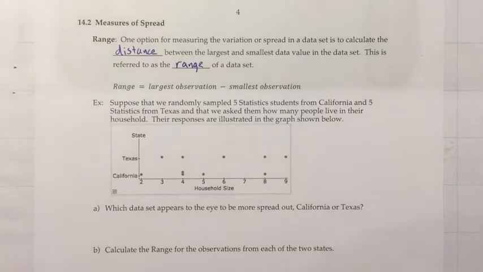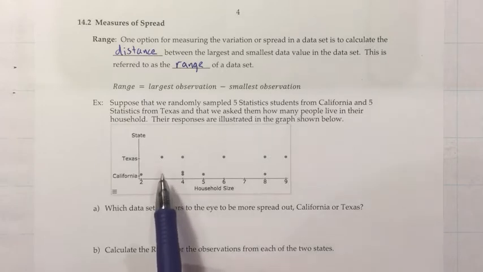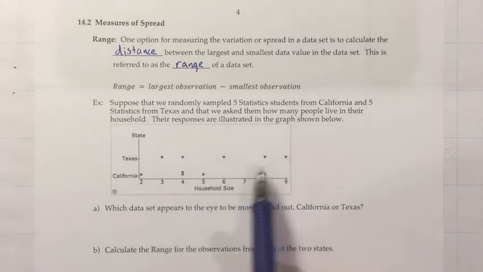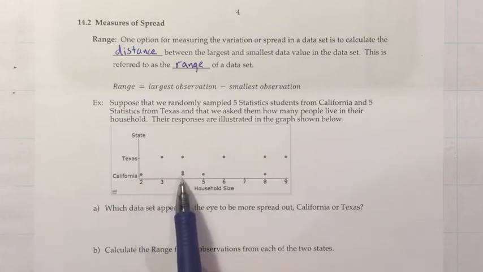Suppose that we randomly sampled 5 statistics students from California and 5 statistics students from Texas, and then we asked them how many people live in their household. Their responses are illustrated in this graph. So we see in Texas, one person, there was 3 people in their household, another was 4, 6, 8, 9. In California it was 2, a couple 4s, 1 5, and an 8.